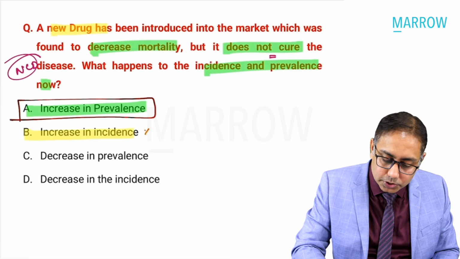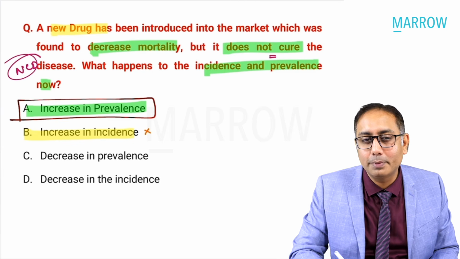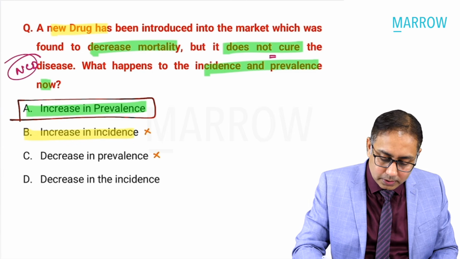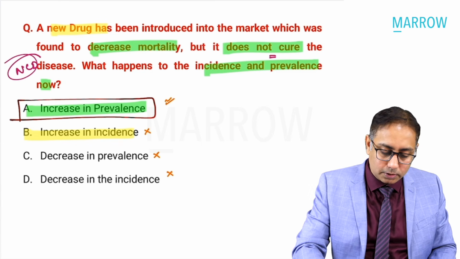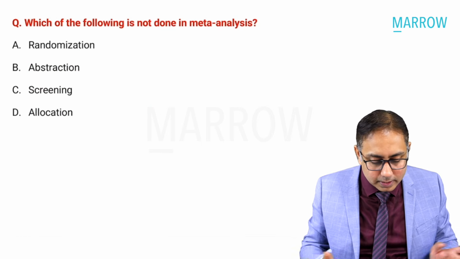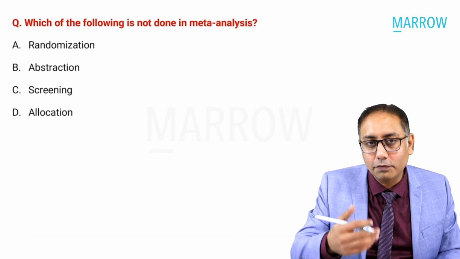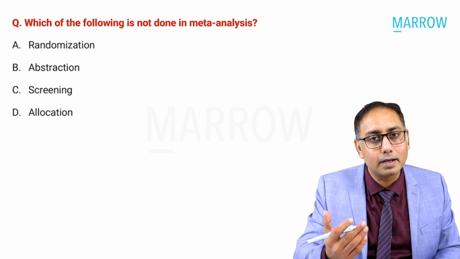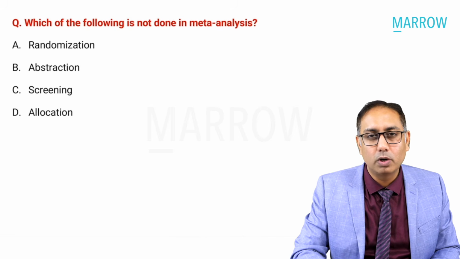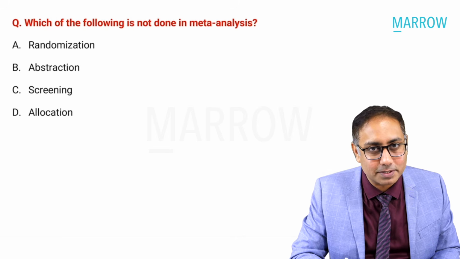But since this question did not talk about communicable disease, so this is wrong, C is wrong, D is wrong. The best answer to mark here is option number A. Let us move to the next question. Which of the following is not done in meta-analysis? What on earth is meta-analysis?